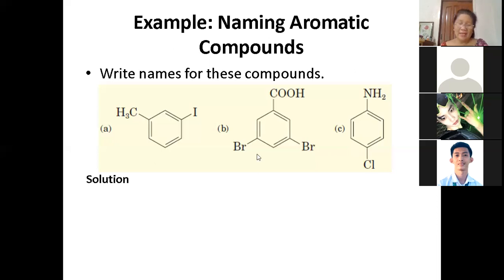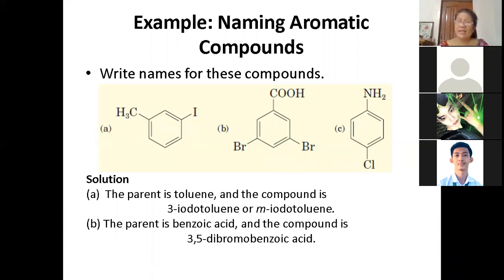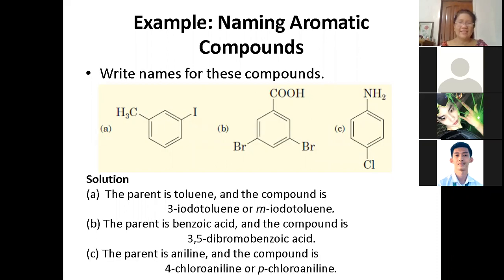Actually, benzene derivatives are the easiest. You are correct, Arnel, that is 3-iodotoluene, or meta-iodotoluene. This one, the parent is benzoic acid, so it is 3,5-dibromobenzoic acid. And letter C, you can also name this, Lauren, as para. The parent name is aniline, so 4-chloroaniline or para-chloroaniline.